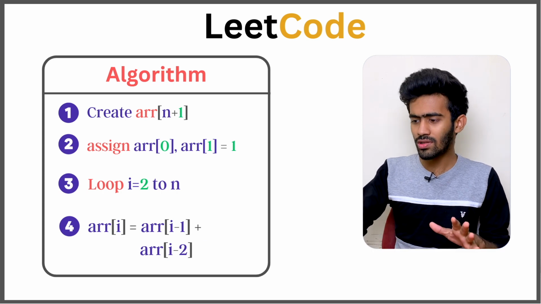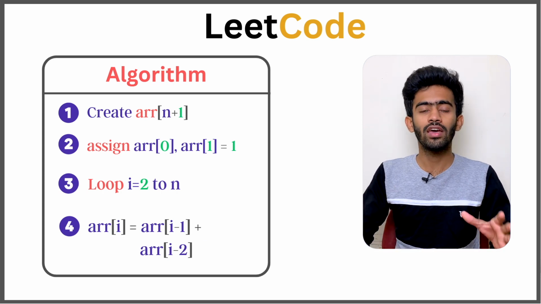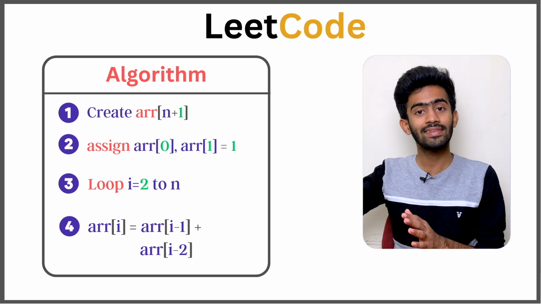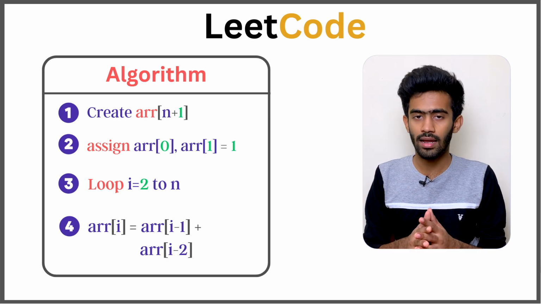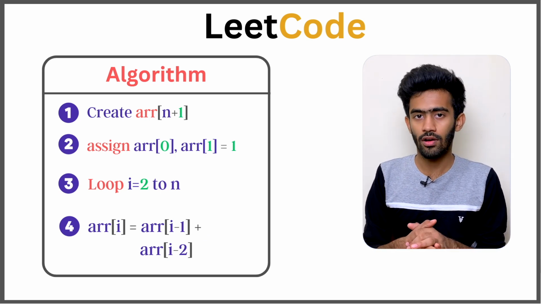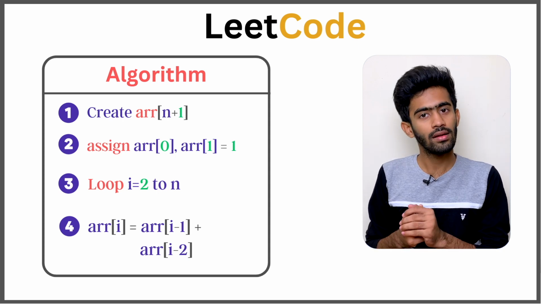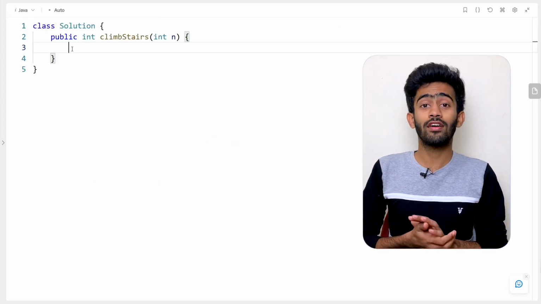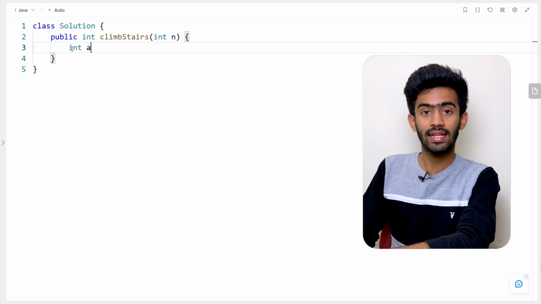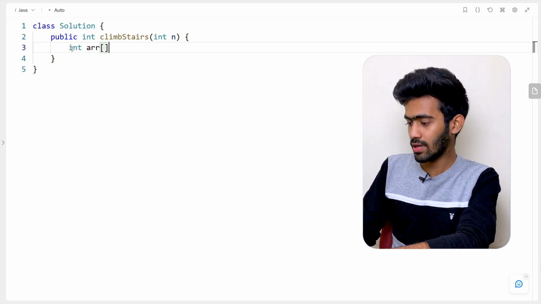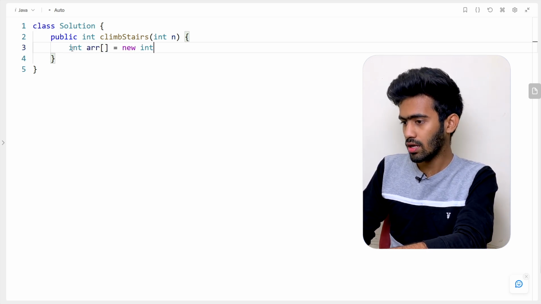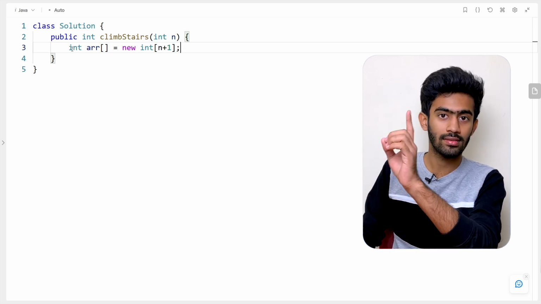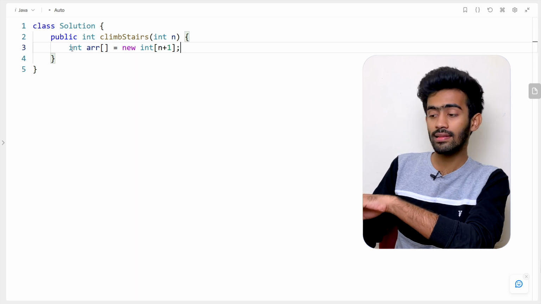Okay. So using this algorithm, we are going to solve this question. The last element that we get is our output. So f of n is our output. Let's move on to LeetCode and try to solve this using the algorithm. So what was our first step? Our first step was to create an array. So let's create an array. So int array is equal to new int of n plus 1. So it starts from 0 and goes all the way till n.